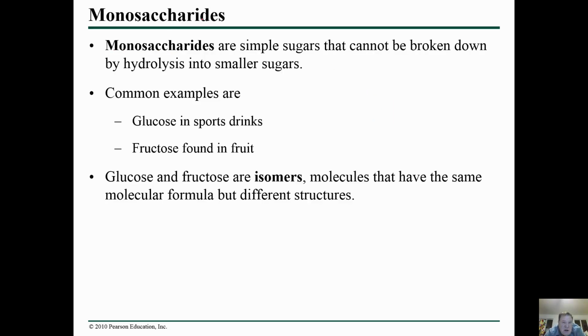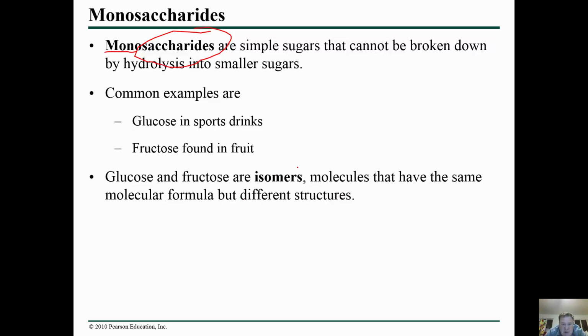Monosaccharides are what we call mono, meaning one. Saccharide is basically sugar. They are simple sugars that cannot be broken down by hydrolysis into smaller sugars. Again, the enzymatic reactions of your body can break them down into carbon dioxide, but that's something that we'll leave until a little bit later.